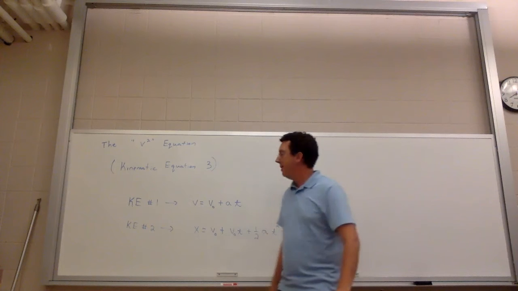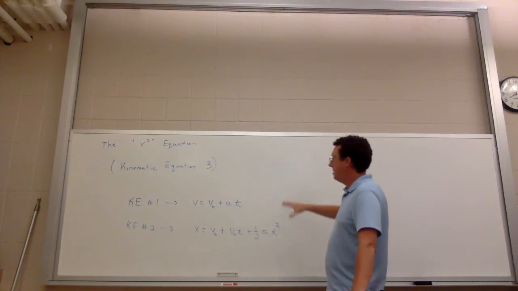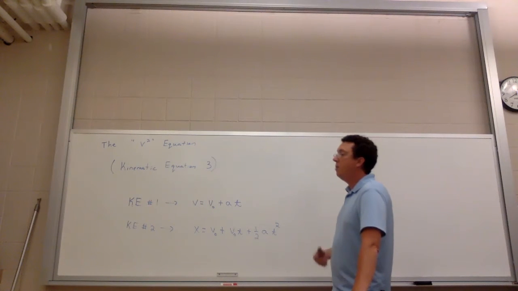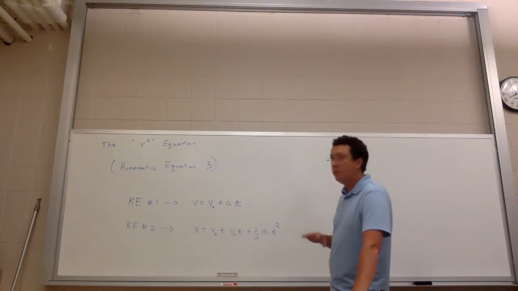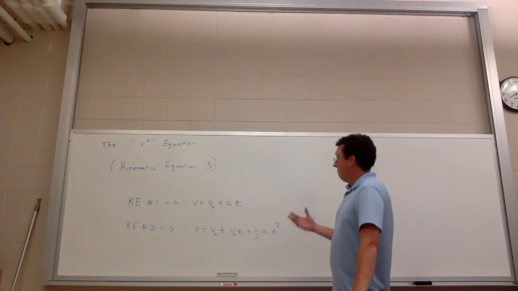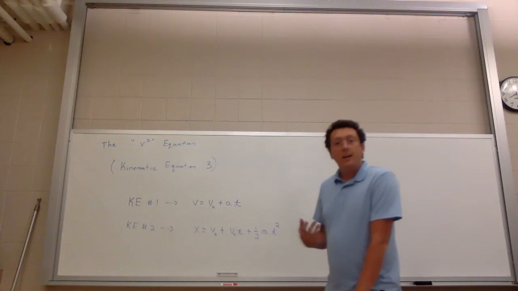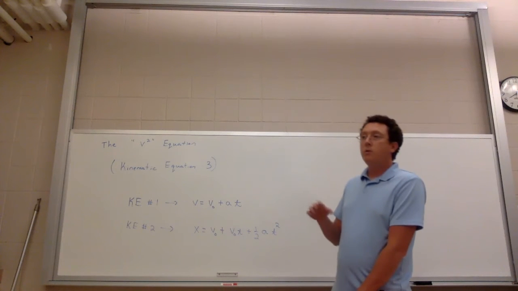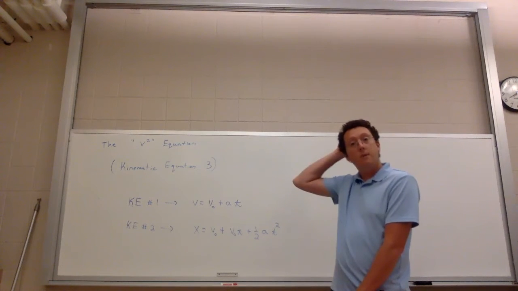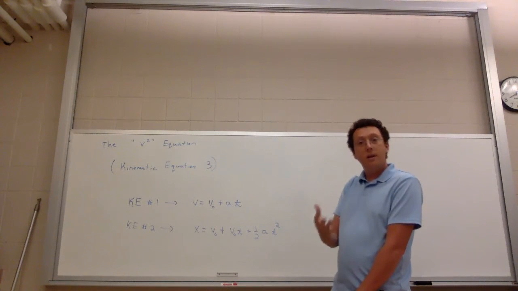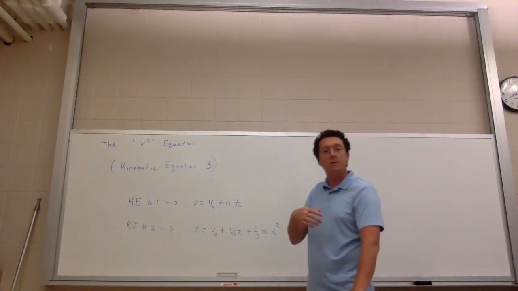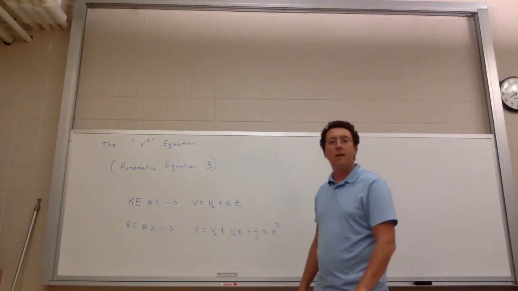Okay. So we've got two equations, both involving time, and we want to get a single new equation without time. Well, it's just like in algebra class. When you want to eliminate a variable from a set of equations, you first solve for it and substitute in one equation, and then substitute it into the other equation, and then it's eliminated.